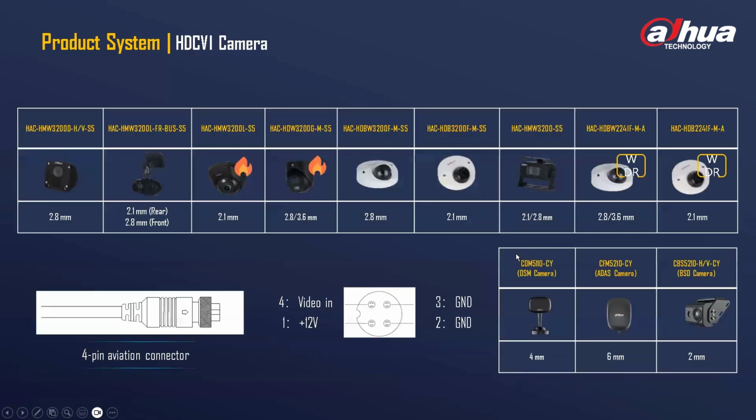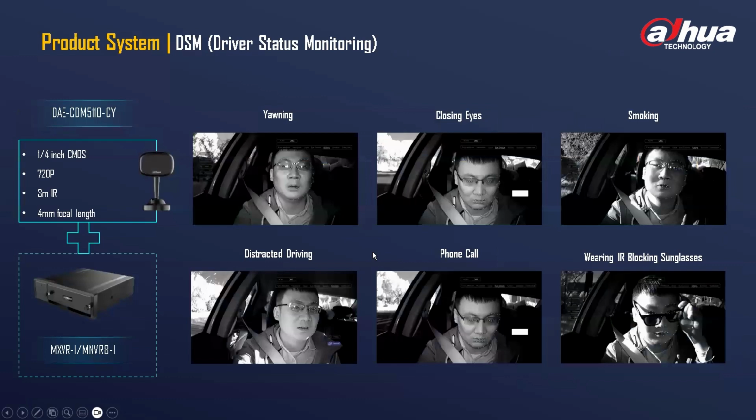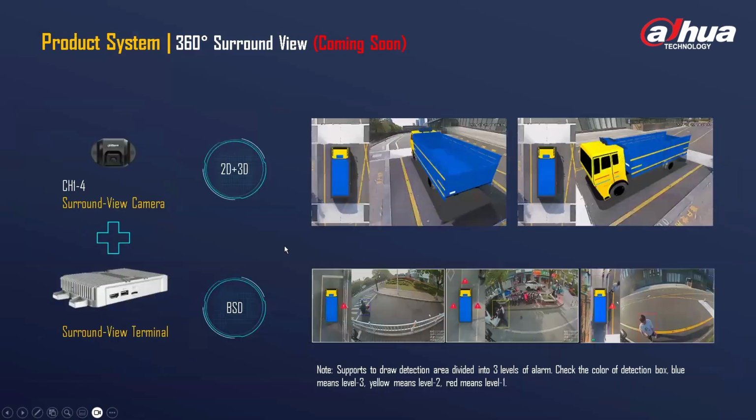Then for the surround view camera, I mentioned that it's not yet out. But the logic is we would put, you see there is a surround view terminal, then the cameras are 1, 2, 3, 4. So it is not one camera. Instead, I will install one camera on this side, one camera in the front, one camera at the back, and another camera on the side.